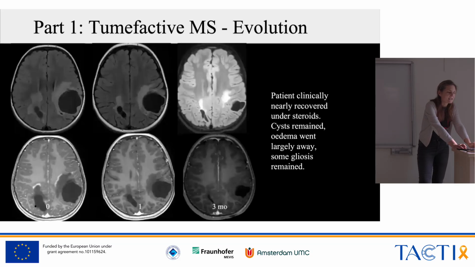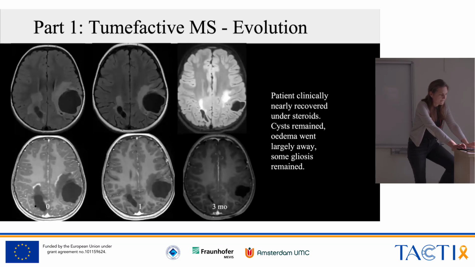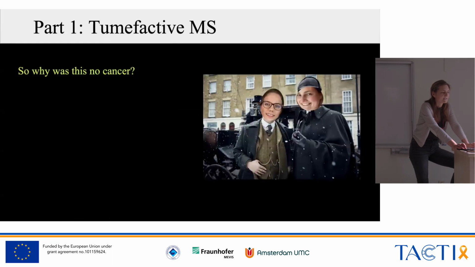What is also striking is that the patient nearly recovered within 3 months. So the cysts remained more or less, got smaller, but the contrast enhancement went away already within a month under therapy, and it was glucocorticoid therapy, and then also the edema vanished. And some gliosis was remaining, and is actually still remaining even 15 months after the initial presentation.